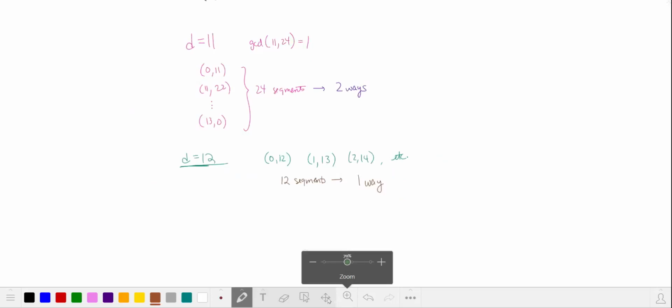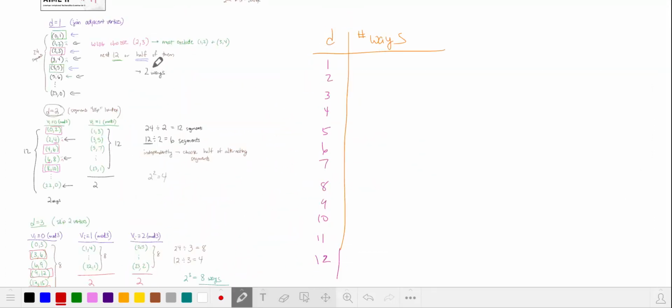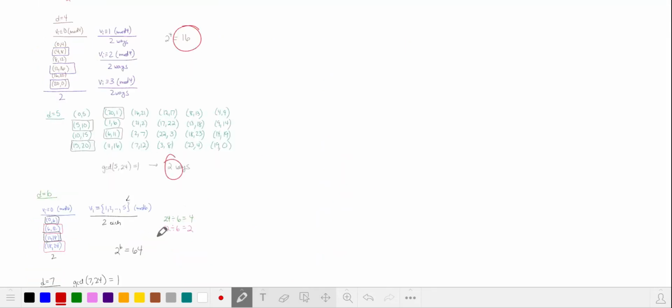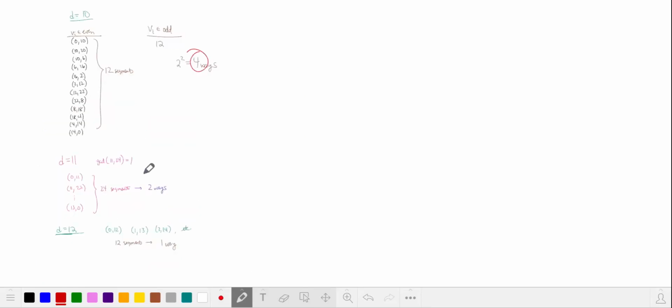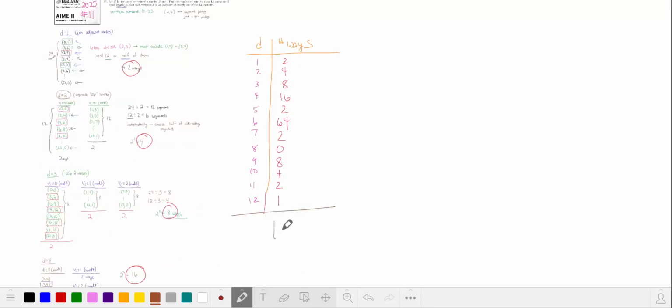So now we can total up over all the different segment lengths. Here we have 2, 4, and 8, 16, 2, and 64, 2, 0, and 8, 4, 2, and 1. This adds up to 113.